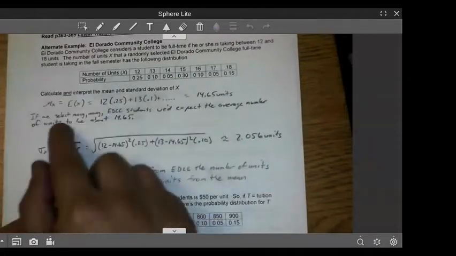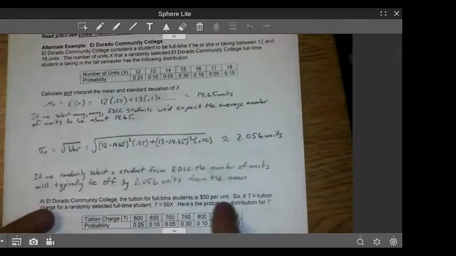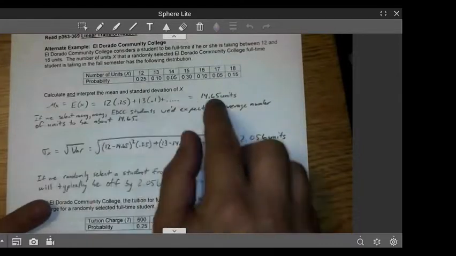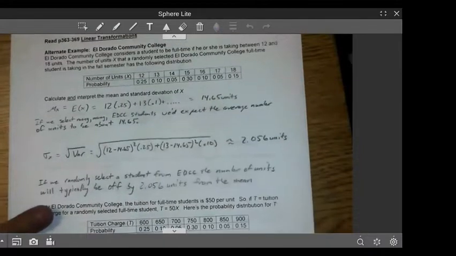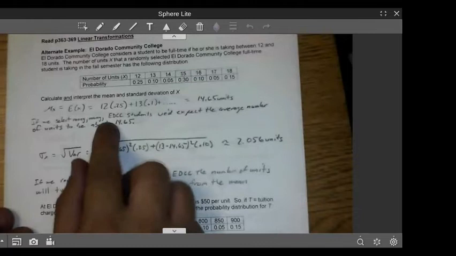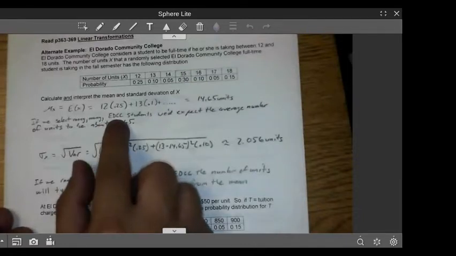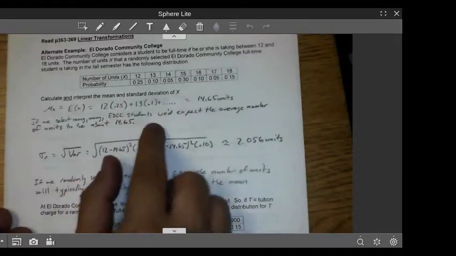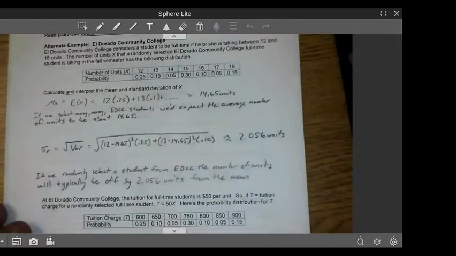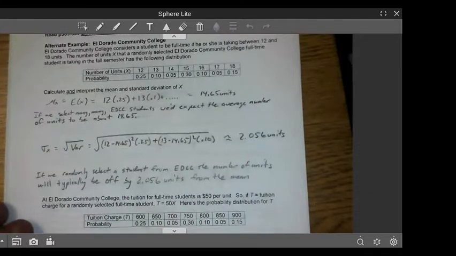All right, then the interpretations. Hopefully you'll stop doing the thing where you don't do the interpretation. You just do this part and stop. Some of you have to stop doing that and get them right the first time. If we select many El Dorado Country Club community college students, we'd expect the average number of units to be about 14.65. They have units instead of credits for whatever reason, because they're special.